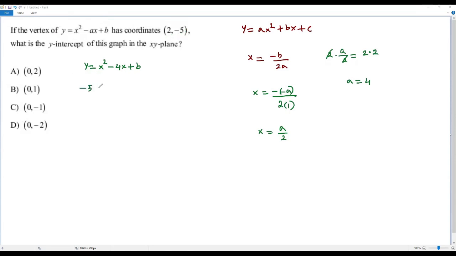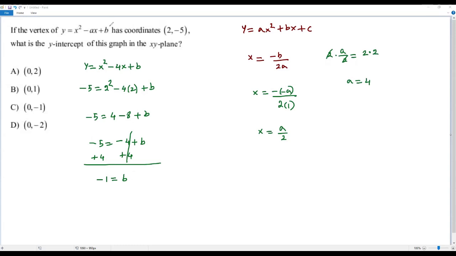Then we get negative 5 equals 2 squared minus 4 times 2 plus b. Negative 5 equals 2 squared is 4, minus 8, plus b. Negative 5 equals, when I combine 4 and negative 8, I am getting negative 4 plus b. Let me add 4 to both sides of this equation. When I do so, this negative 4 plus 4 will cancel out. When I combine negative 5 and positive 4, I am getting negative 1 on the left side. On the right side, I am getting b.